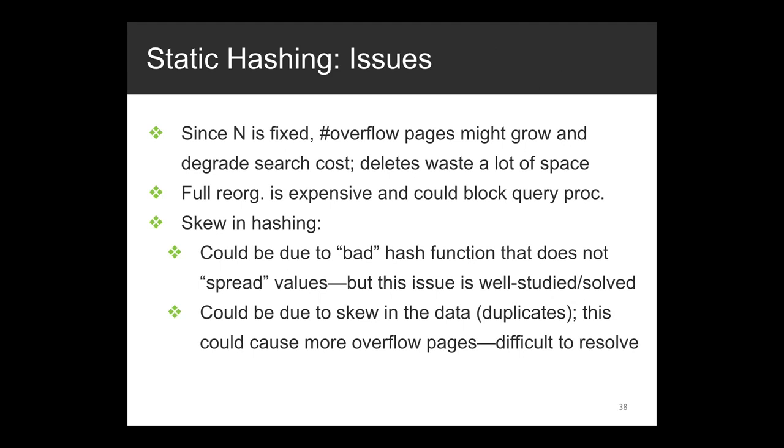If you do deletes and you delete a lot of records, there are very few records left, the size of the index is still at least n primary bucket pages, and so you're wasting a lot of space on this. Whereas with the B+ tree index, its size adjusts itself based on the deletes and the inserts.